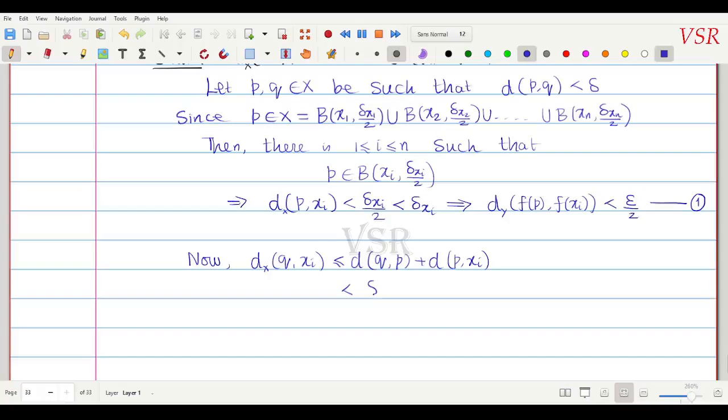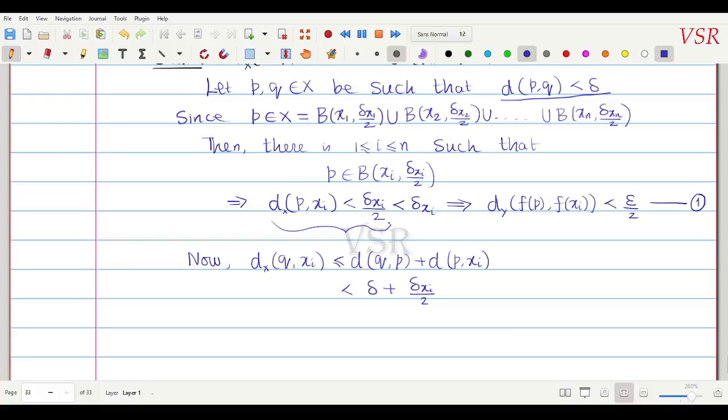Because this was given above. The distance between p and q is less than what? It is less than delta. And this one is less than what? This value is less than delta xi by 2. That is how I have written it. This value is less than delta xi by 2.